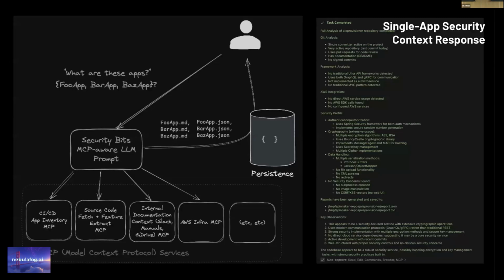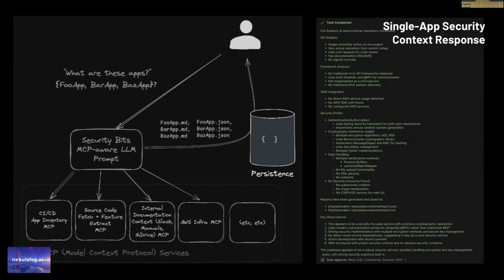So, security bits. An MCP, Model Context Protocol aware LLM that can source tremendous amounts of information from an ecosystem, some giant microservices, CI/CD ecosystem, pull all of that in, summarize it in a standardized way, and then begin rendering judgments about those apps. What's here on the right is one of those actual outputs for a single app.